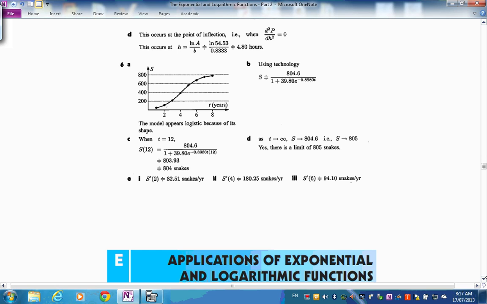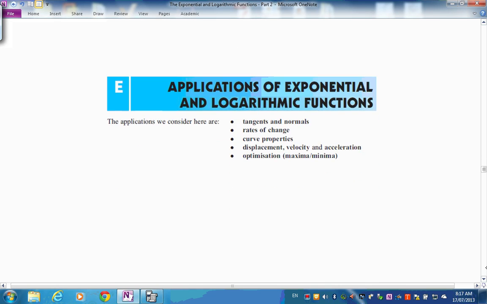All right, let's finish off now with some interesting points. Applications of exponential and log functions. So we really need to be able to do the whole range of things we do with derivatives: tangents and normals, rates of change, curve properties, applications, optimization, find maximum minima in an applied sense, all of those things. So it's very, very important that you can apply all of this.